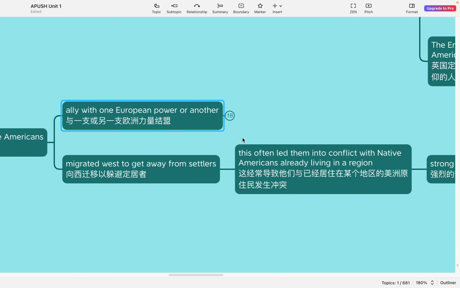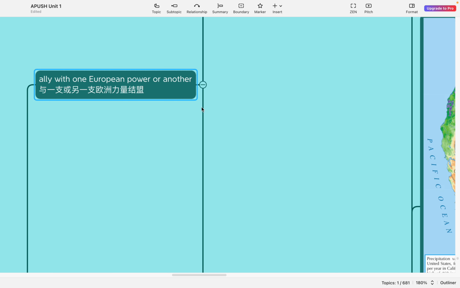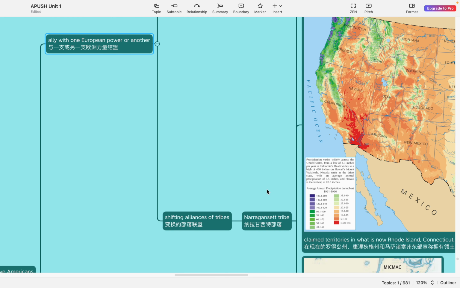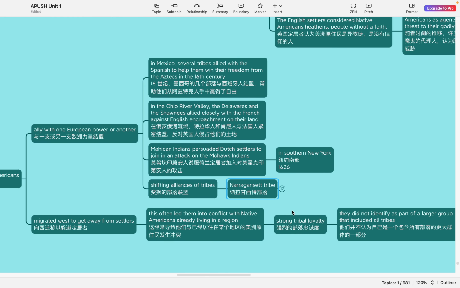They formed alliances with different European powers to counteract their enemies. Imagine it as the ultimate season of Survivor America, with tribes in Mexico allying with the Spanish to resist the oppressive Aztecs, and Native Americans in the Ohio River Valley teaming up with the French to fend off English settlers.